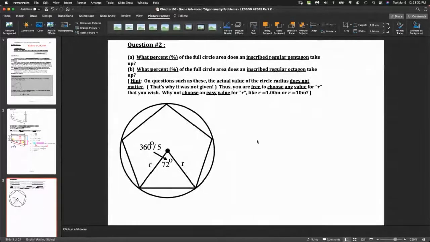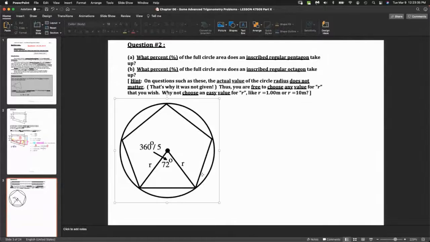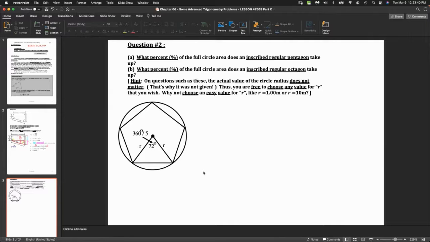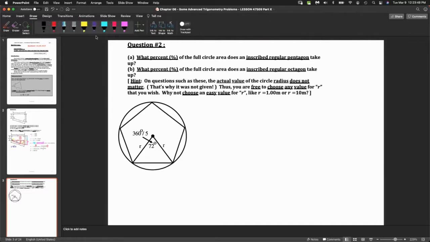So again, we're doing question A here, just A. The question here is to find the area of the pentagon and the area of the circle. That's right. You want to find the area of the pentagon and you want the area of the circle. And then you're going to divide them.